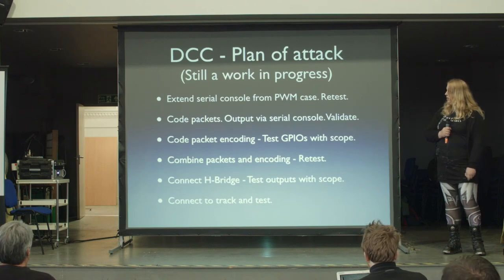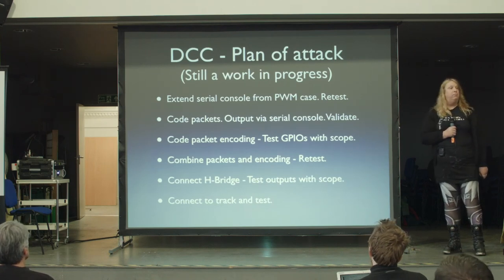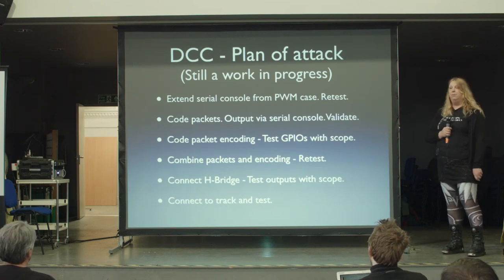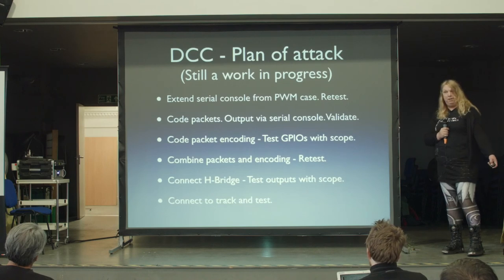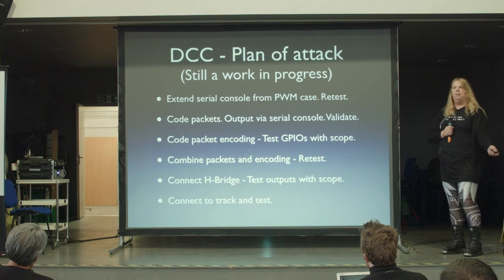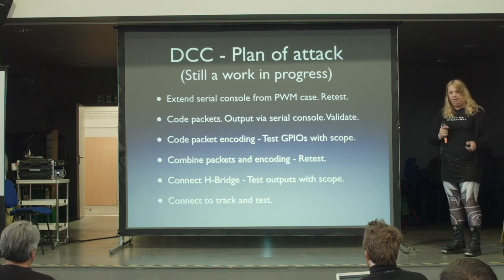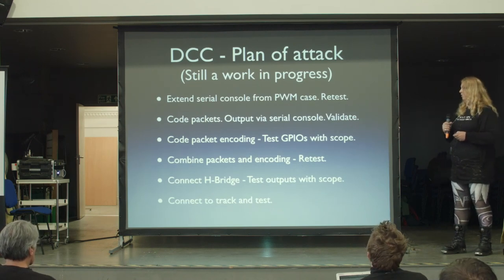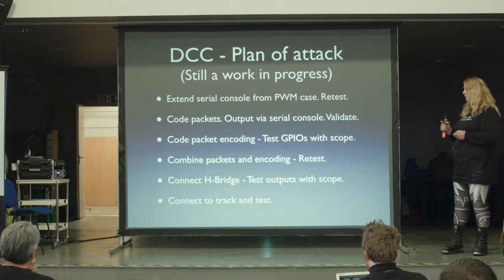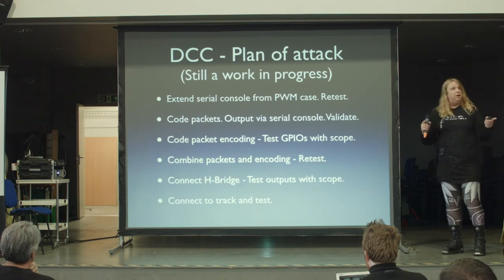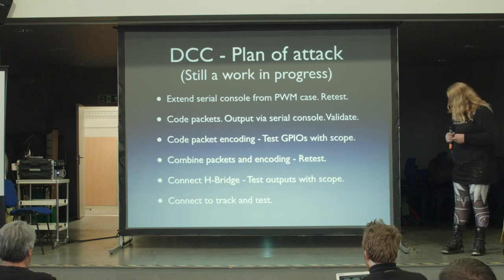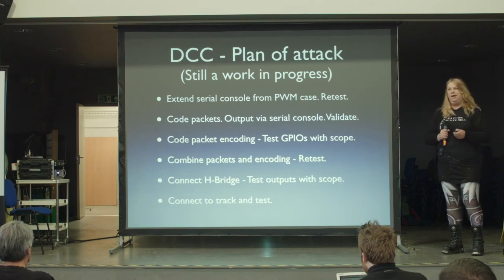So DCC, this is still a work in progress. I haven't actually got anything going on this yet. So basically, add a few extra commands to my serial console, and retest as I go along. Code packets, we can test that without actually seeing the encoded bitstream. Then we stick the bitstream encoding in, again test, stick the whole lot together, test it before you connect to the other hardware, and then finally connect it all up and see if anything actually moves.